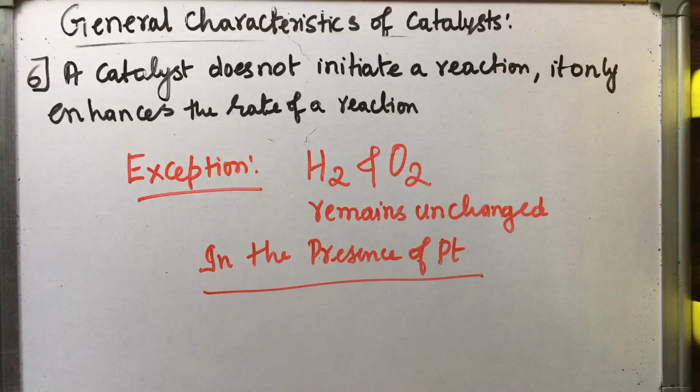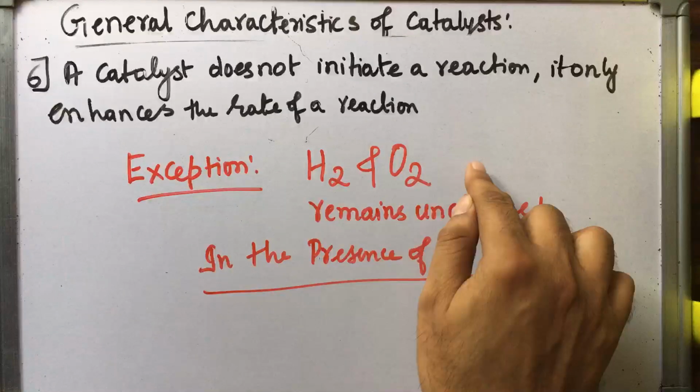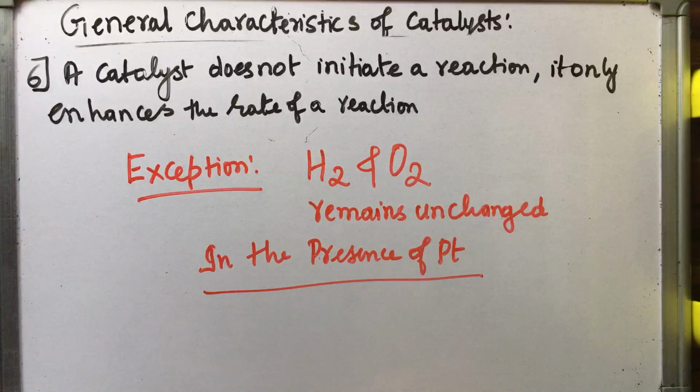Point number 5 that we have studied was that a catalyst does not affect the energies of the reaction, that is the enthalpies of the reaction. So energy would remain the same whether it is a catalyzed reaction or an uncatalyzed reaction. It only increases the rate of reaction and helps to attain the equilibrium quickly. Point number 6: a catalyst does not initiate a reaction, it only enhances the rate of the reaction, and the exception that we have studied was that H2 and O2 remain unchanged. But in the presence of a small amount of platinum, H2 and O2 react immediately, the rate of the reaction becomes so high that the mixture starts exploding.